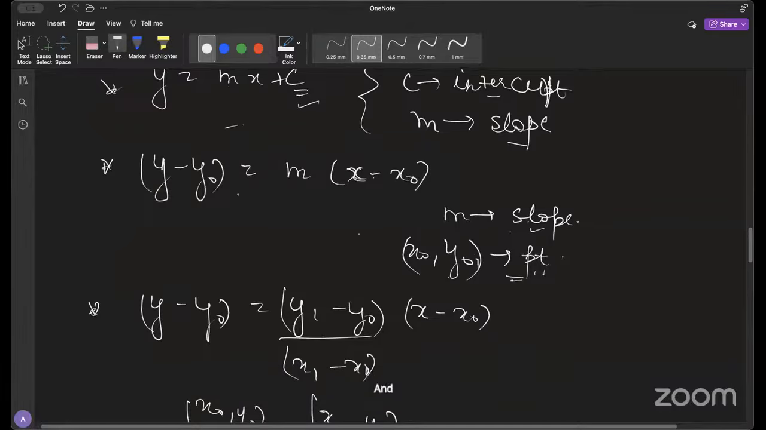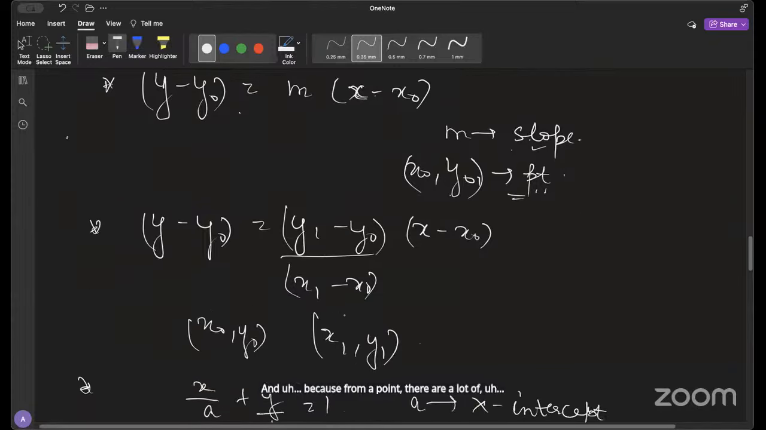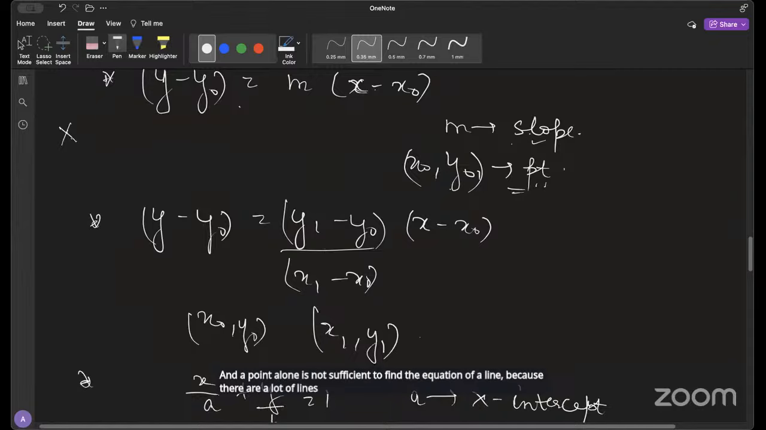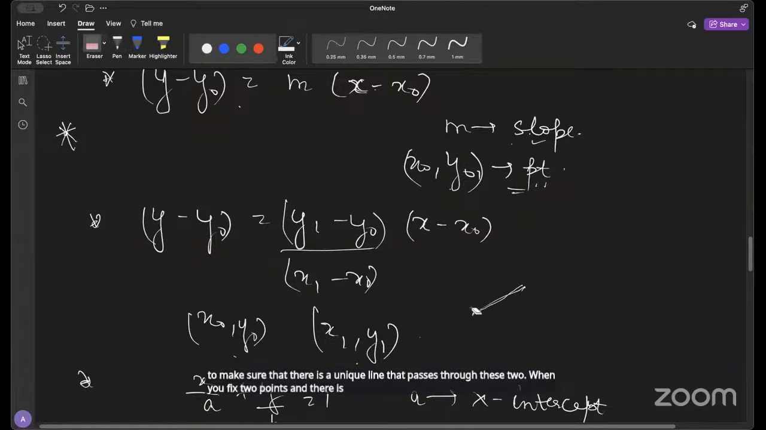A point alone is not sufficient to find the equation of a line, because there are a lot of lines that pass through a single point. If this is a point, there are an infinite number of lines that can pass through it. So you need at least 2 points to make sure that there is a unique line that passes through them. When you fix 2 points, there is a unique line that passes through those 2 points.